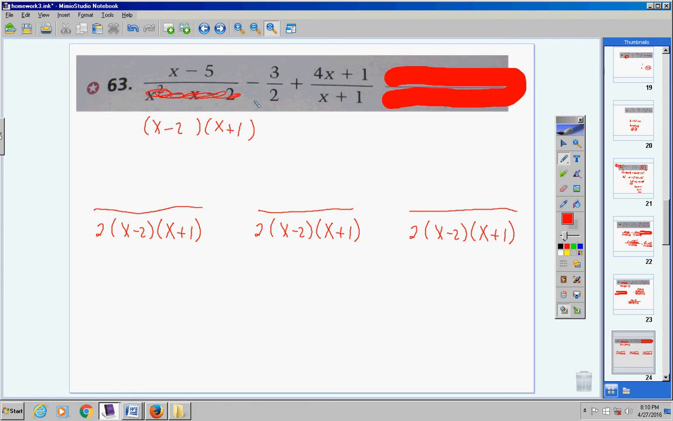Negative sign goes between these two fractions here, a positive sign goes here. What do you have extra here that you don't have here? A 2. Bring down your x negative 5. What do you have extra here that you don't have here? Well, all of this. So you have x negative 2, x positive 1. Bring down your 3. What do I have extra here that I don't have here? Well, I have a 2 and an x negative 2. And then I have 4x plus 1.